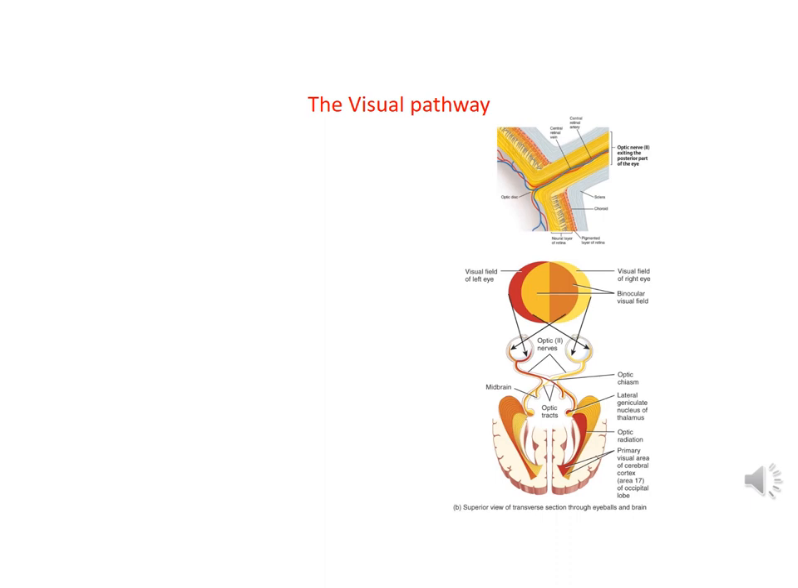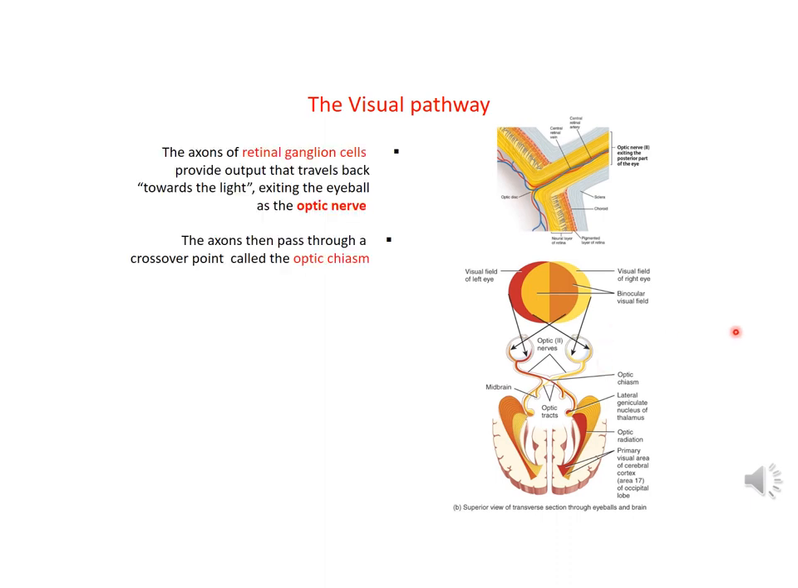The visual pathway. If we look to the visual pathway, we will have the axons of the ganglion cells. The axons of ganglion cells coming from the optic disc are formed of what? Are formed from ganglion cells located in the nasal retina and ganglion cells located in the temporal retina.